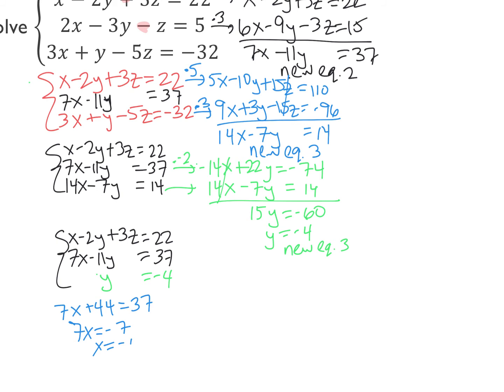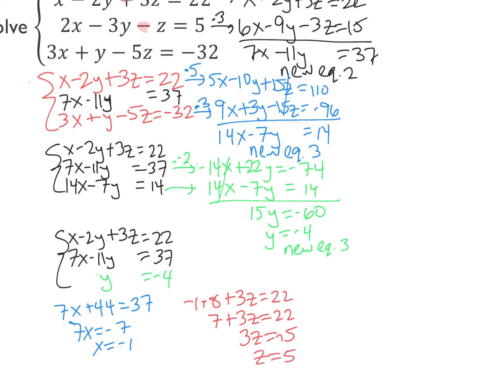And then we also need to find y. Negative 1 minus 2y. Oh, my bad. We have y is negative 4, so negative 2 times negative 4 is positive 8, plus 3z equals 22. 7 plus 3z equals 22. 3z equals 15, and z is going to equal 5.